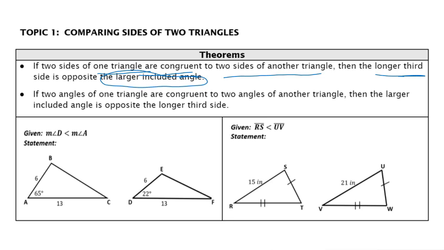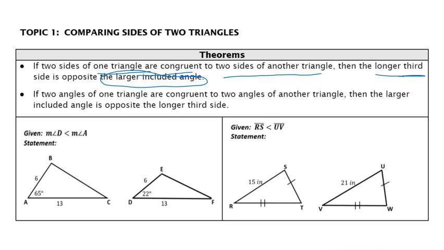So if there are two pairs of matching sides, the opposite side and the opposite angle will have a relationship. So the largest angle will be with the longest side.